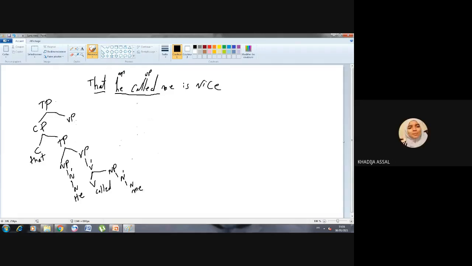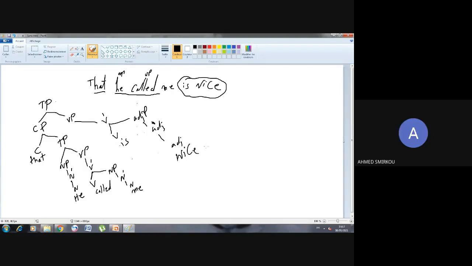Good. Now we come back to the top, the VP is nice. We have V bar, then the verb is on the left, and the adjective phrase on the right. I'm considering the adjective phrase as a complement here. So we have adjective bar, then the adjective nice. Okay, very good. Thank you.